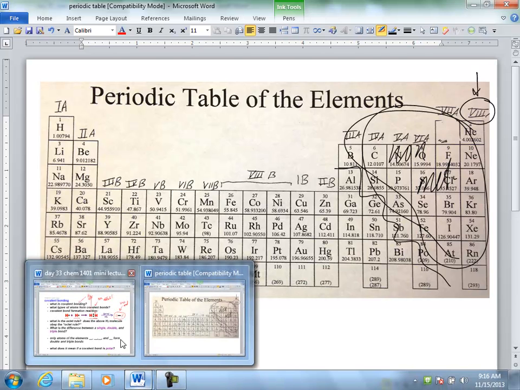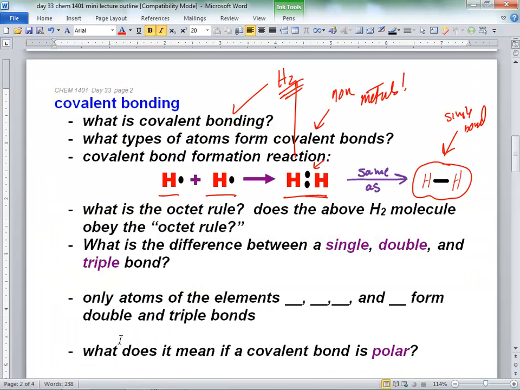So, is hydrogen, Monica, obeying the octet rule in this molecule that we did? You can look at either one here. It doesn't really matter. Is it obeying the octet rule? Does each hydrogen have 8 electrons around it? No. So hydrogen is not obeying the octet rule.